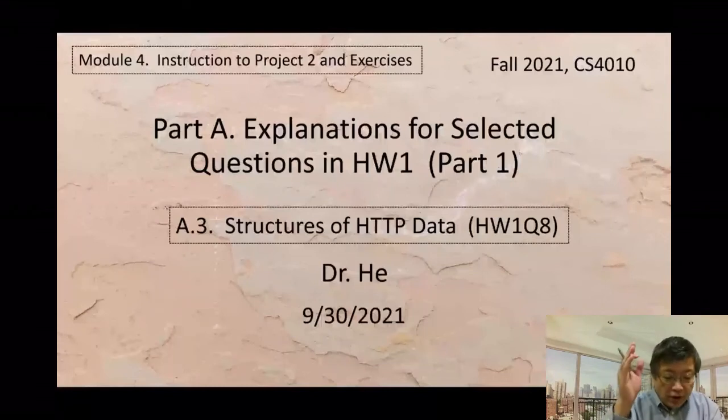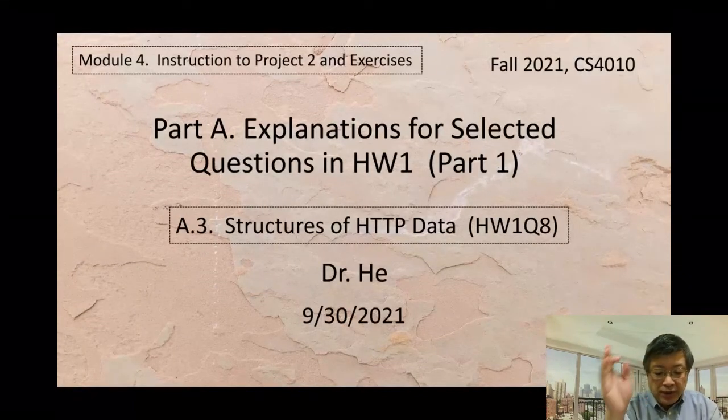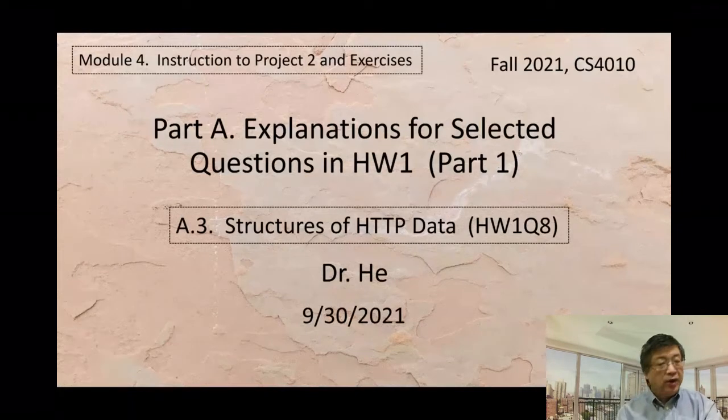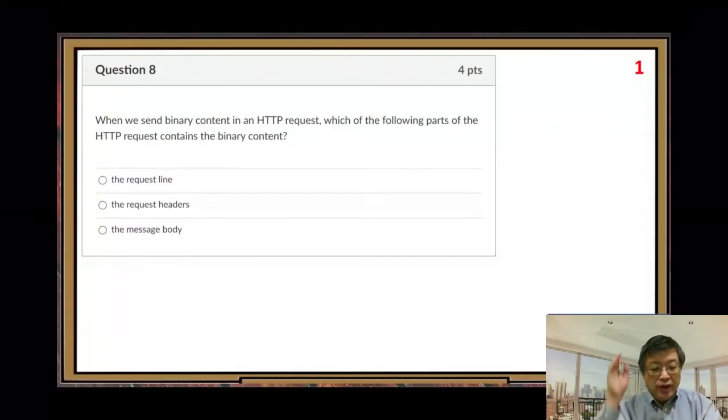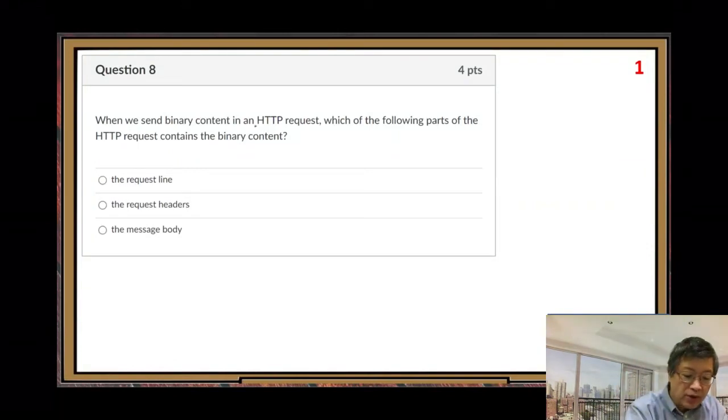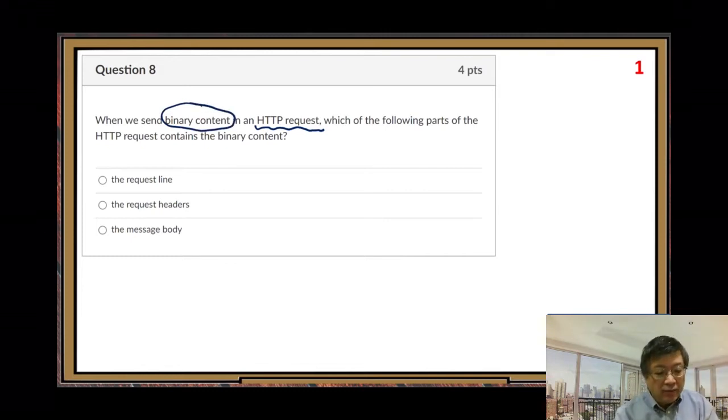Structures of HTTP data. HW1 Q8. In this question, we need to use the basic structure of an HTTP request. One important point is that we need to send binary content this time, not text content, so it's different. Which of the following parts of the HTTP request contains the binary content?